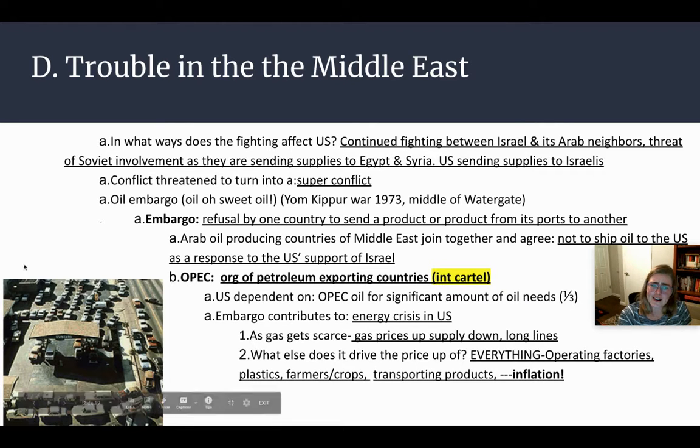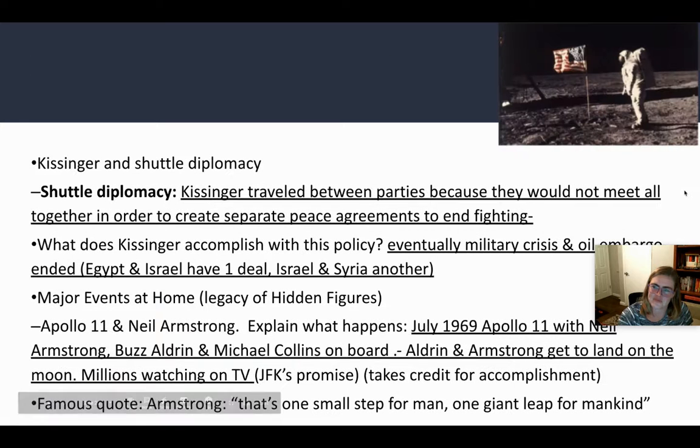I think it looks like a Costco gas line. I don't know about you, but that's what it looks like. All right.